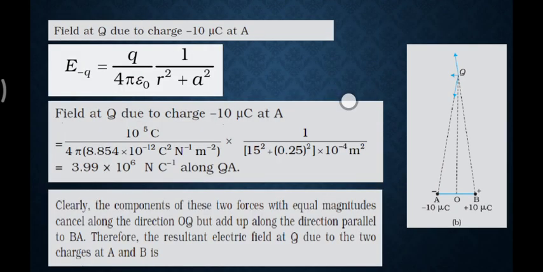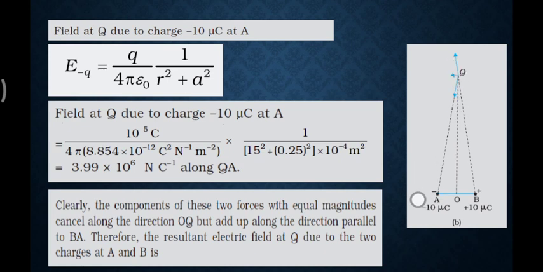Okay, now if you find the field on Q due to A, it is in this direction. So this and this will cancel each other, we will see in detail. This is also discussed in detail in part number 9. Again, these equations are taken from the part number 9 discussion, and we are just putting in the numbers. q over 4 pi epsilon 0 and then 1 upon r square plus a square, how it comes, go back to part 9. So you will get 3.99 into 10 to the power 6 along the QA. Why is it along QA? Because it is the negative charge, so it is radially inward.